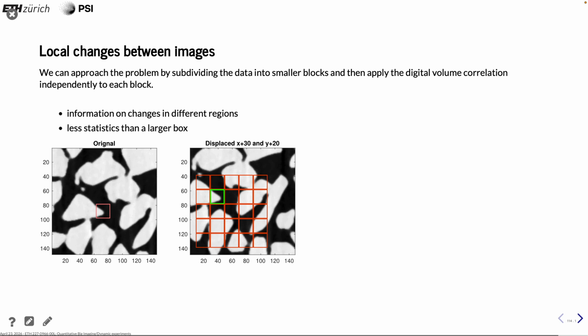The other thing we also have is looking at local changes between images. Until now, we looked at the correlation for the global case. But instead, if we want to look at local displacements, and then you compute the correlation on all points in the neighborhood, with that you can see the non-rigid changes, and that is where we come to digital volume correlation.